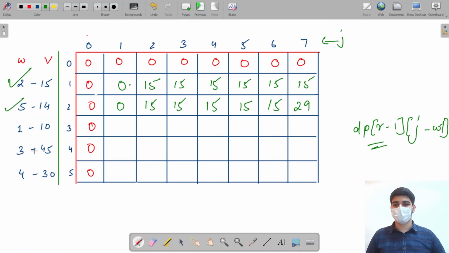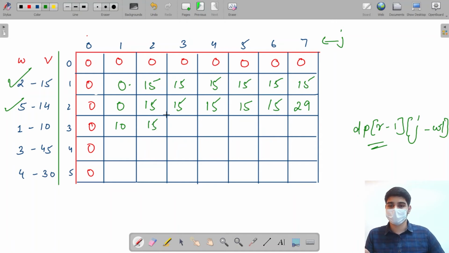This is also processed. Now 1 for 10, right? 0 won't do anything. For 1 for 10, can I fill when capacity is 1? Of course I can, because the weight is equivalent to the capacity. That means I can include myself. If I include myself, 10 plus 0, which is 10, right? Exclusion would have given me 0, inclusion gives me 10. Of course 10 wins. Now in this case, I can include myself or exclude myself, right? If I include myself, I would get 10 plus 0, which is 10. Exclude myself, I would get 15.